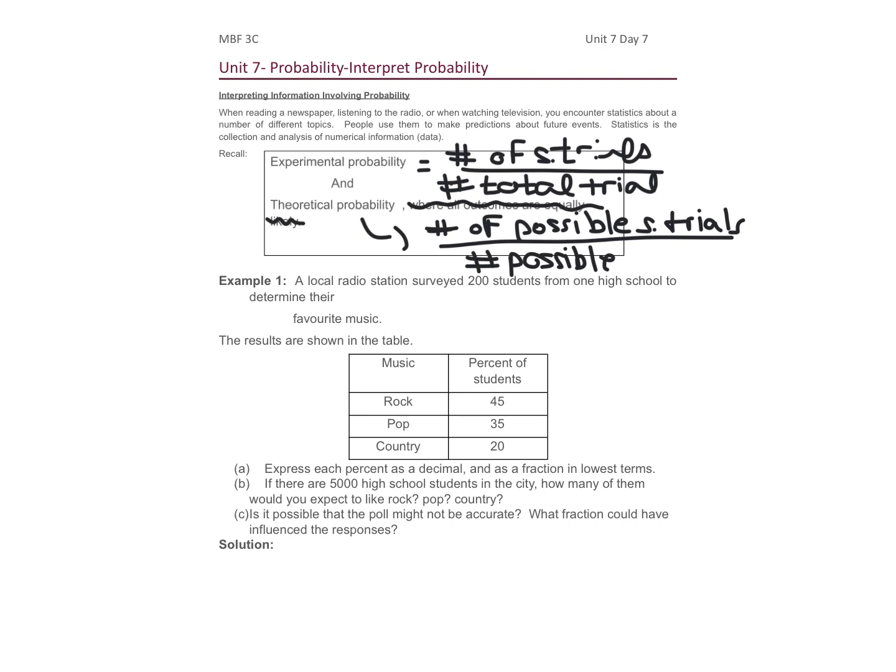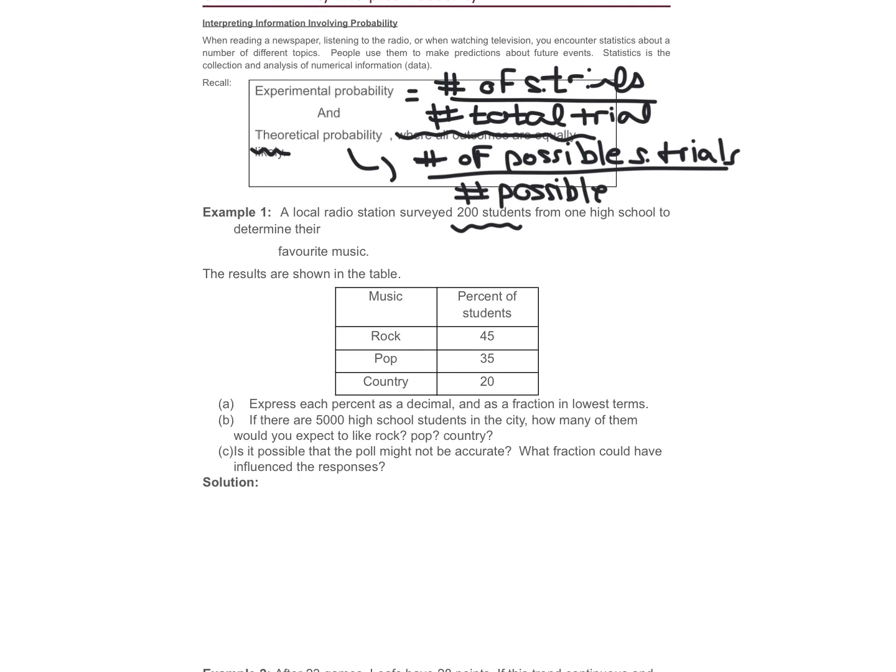So let's look at an example. A local radio station surveyed 200 students. So for question A, all they're asking us to do is put them into decimal form. So we're going to get rid of this part of the question. You don't need to do fraction. I've really just been having you work with decimals.